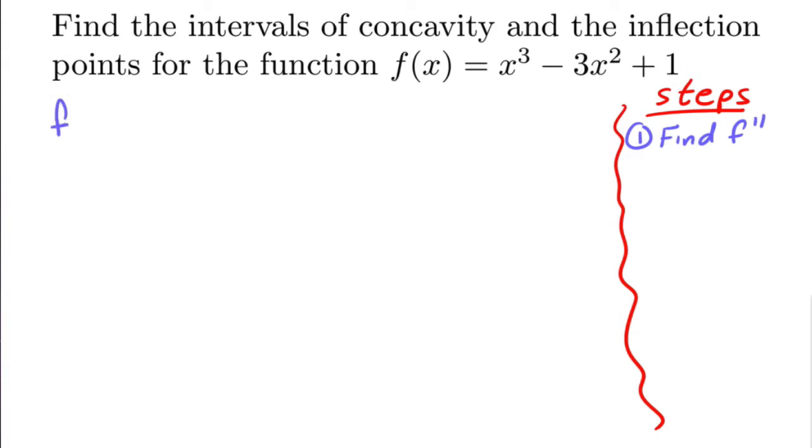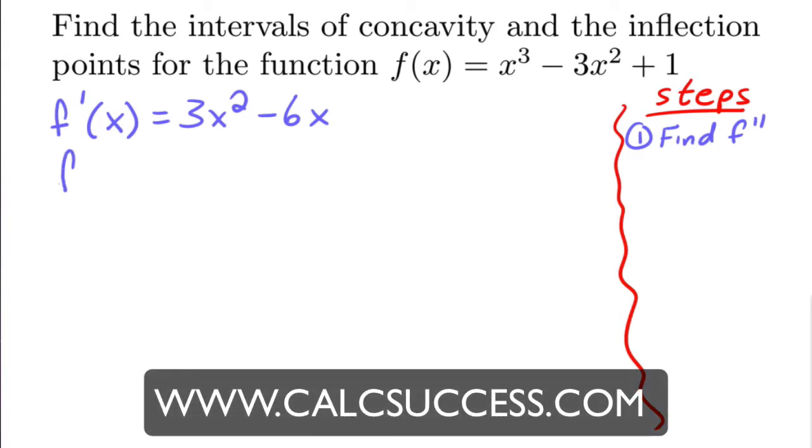Okay, so to find the second derivative, I need to first find the first derivative, which would be 3x squared minus 6x. Okay, and then the second derivative, which is the derivative of that, is just going to be 6x minus 6.